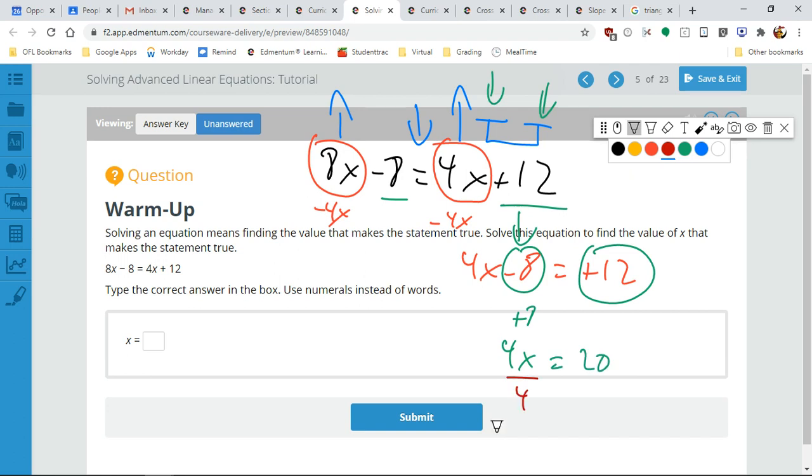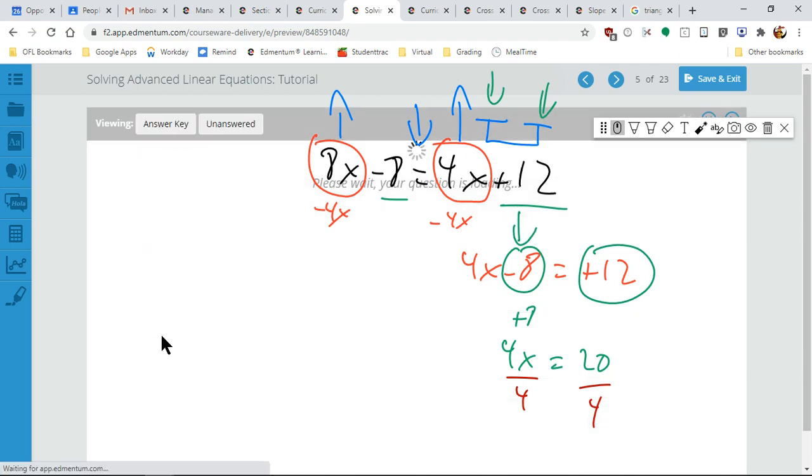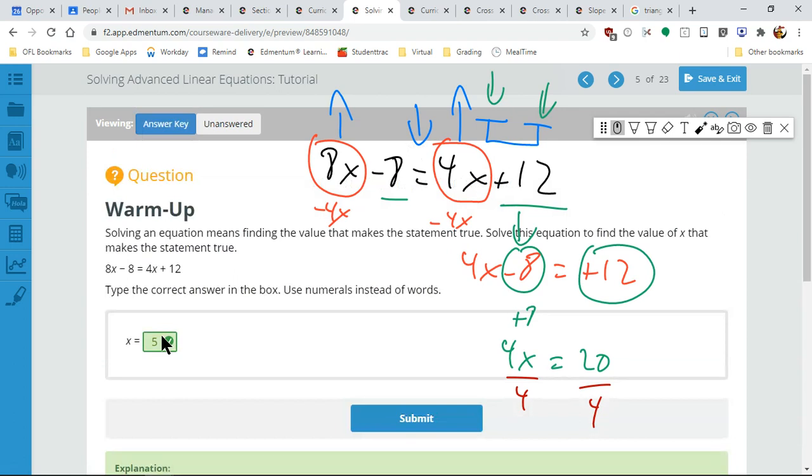And now I'm going to divide. I don't know how to draw a picture for me dividing, but the same thing goes. In other words, x has to be 5 in order for it to be true. Does that make sense, guys?